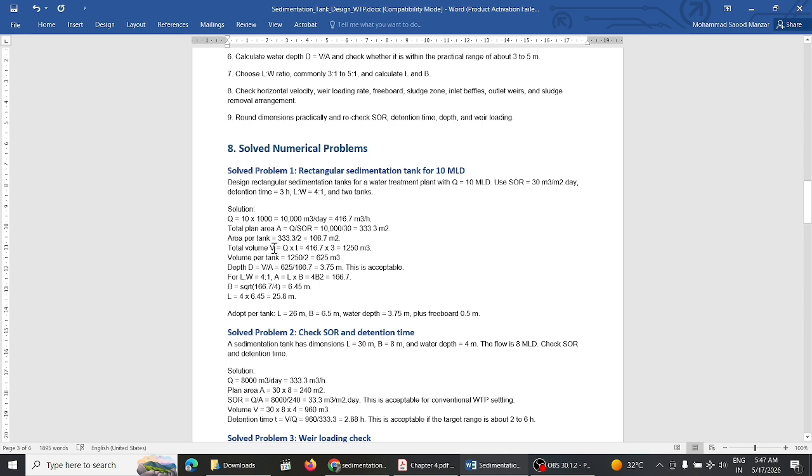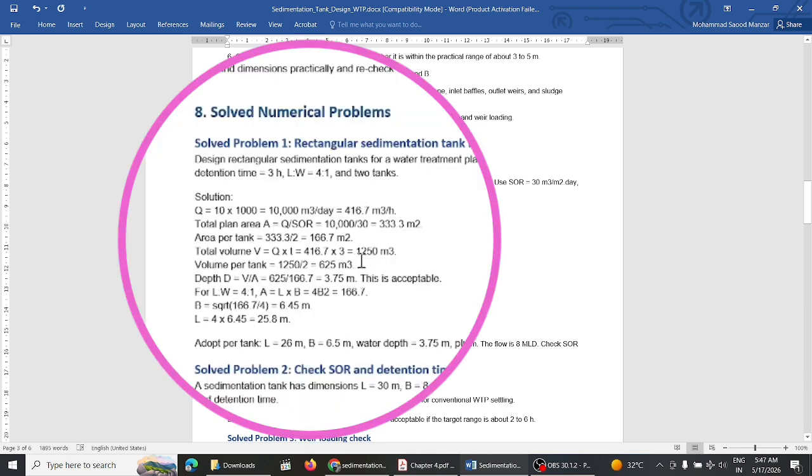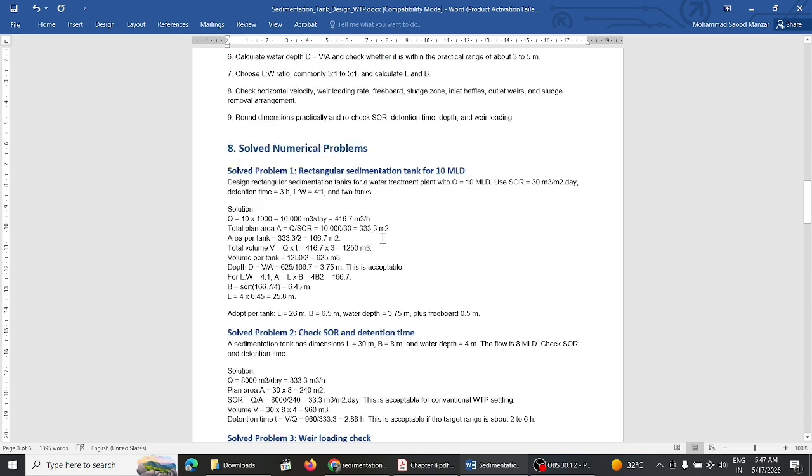Then we will find the volume, and volume is equal to flow rate into detention time. Detention time is already assumed 3 hours, so we will get the volume here. Now after getting the volume, this is for 1 tank, so for 2 tanks it will be half. Now depth is V upon A. The volume is given, the area we know, so this is acceptable.